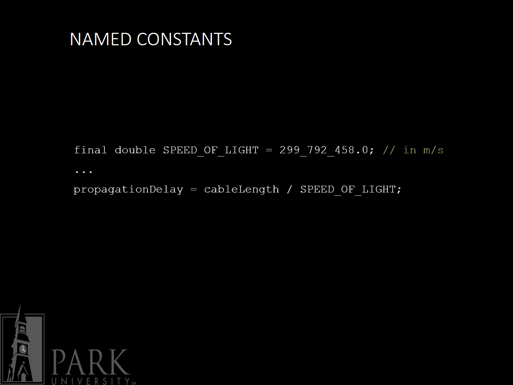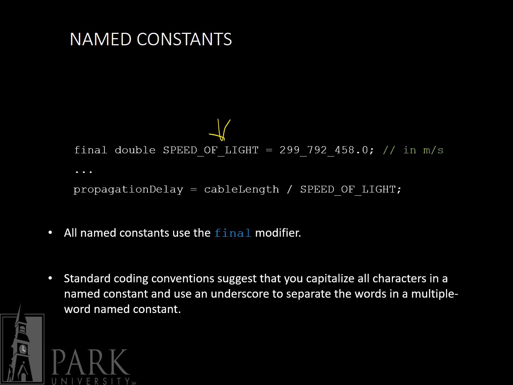And the compiler knows that speed of light is a constant because of this keyword final right here. This is what tells the compiler that this is in fact a constant, because what final does is it tells the compiler that this speed of light value, once it's assigned a value or initialized, cannot be changed. If you try changing it later in the program, it will throw an error at you. So all named constants will use the final keyword modifier. And then also, you should do full caps for your constant variable name.